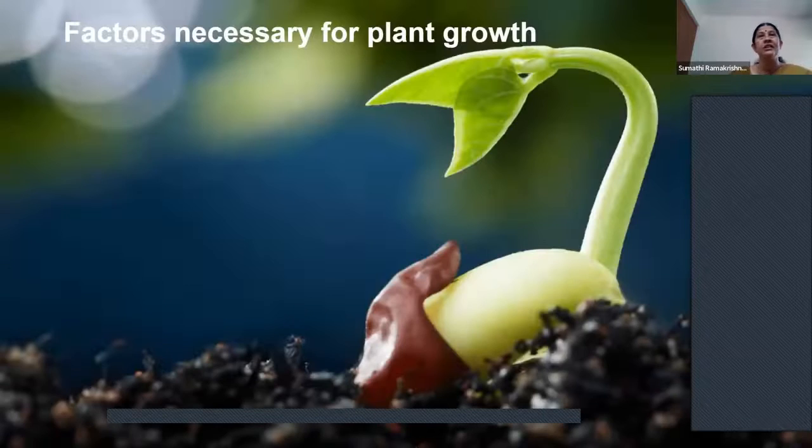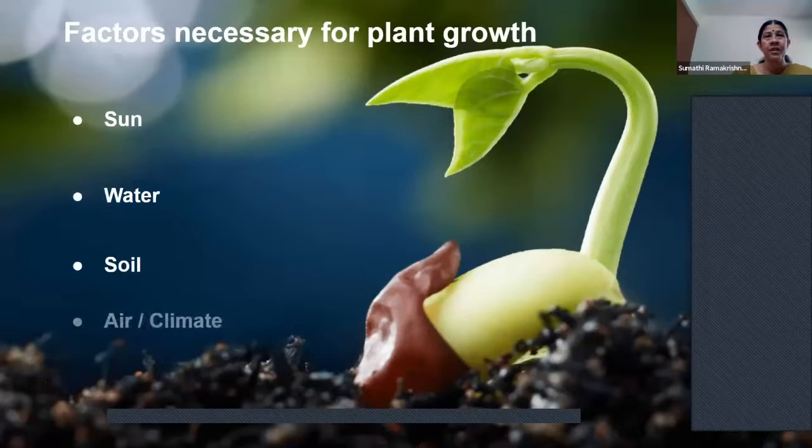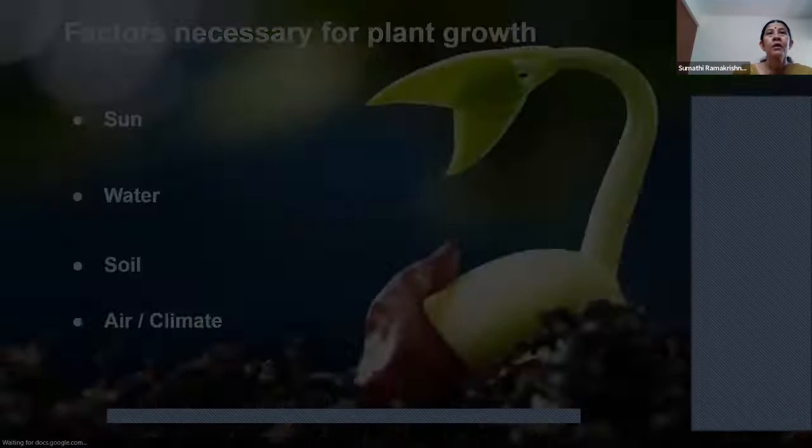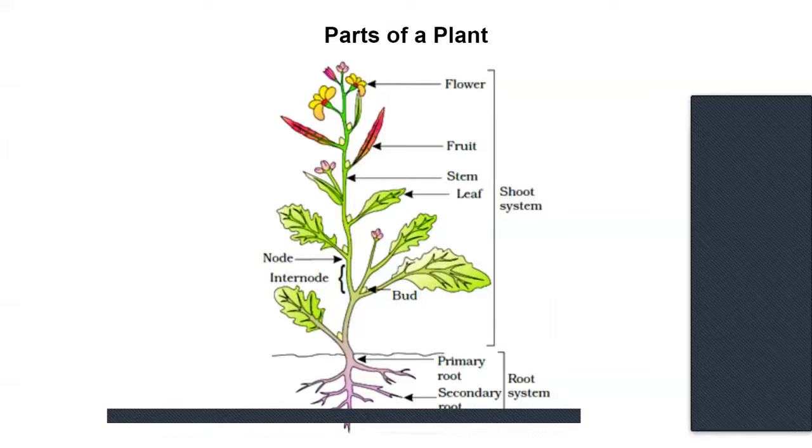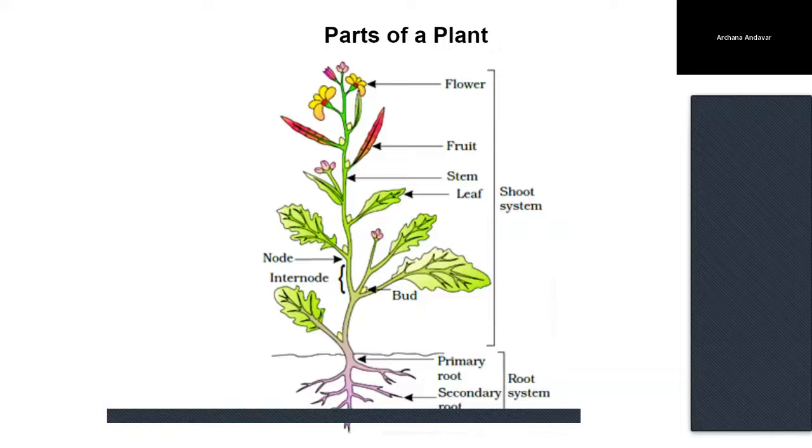Then the factors necessary for plant growth, we'll be explaining them. These are the factors which are necessary for the plant growth. Then we come to parts of a plant. Before explaining the parts of a plant, actually you would have asked them whether they've seen a plant while introducing the lesson, or in other way, you can take a pot and ask them to observe and identify the parts of a plant. You can ask them to show what is this, what is this.